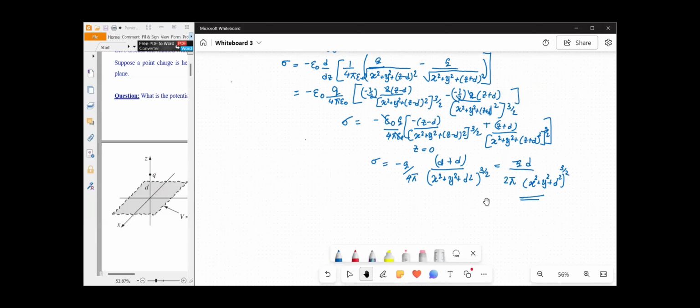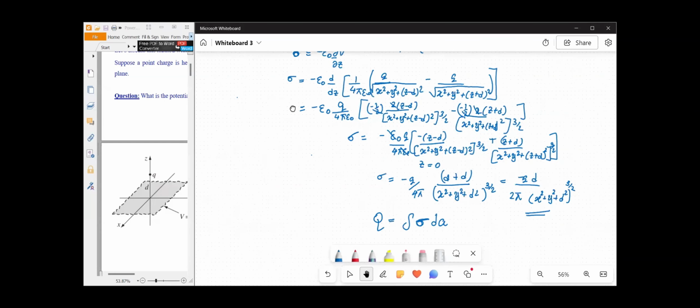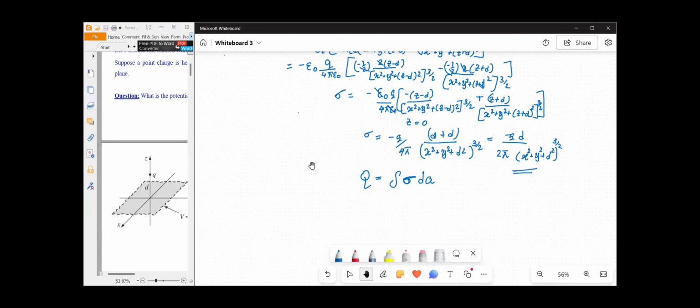So then let's see what is the total amount of charge that is generated from this charge density. If I know the charge density, then to calculate the total charge Q, we can integrate this charge density over the area that we are considering. Here we consider the xy plane as a conducting plane, so x should go from minus infinity to plus infinity. Y should also go from minus infinity to plus infinity.